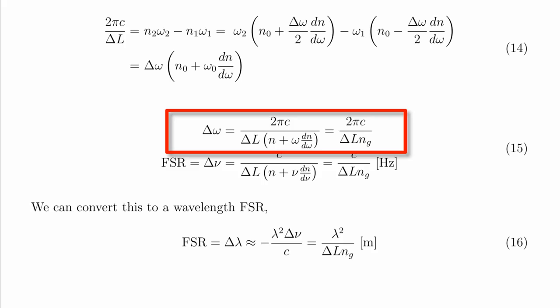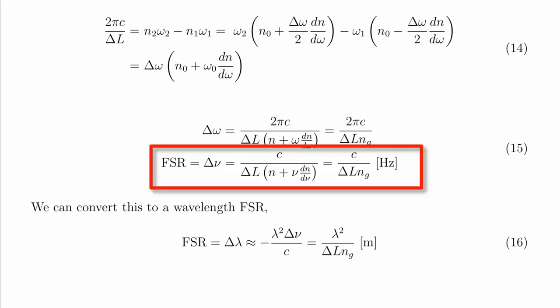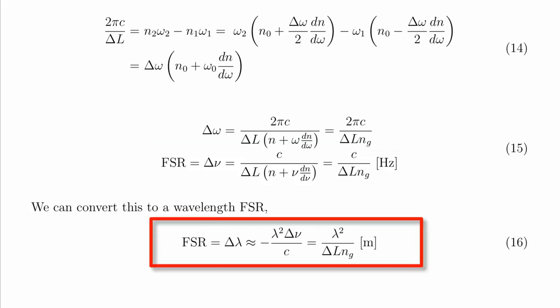This expression is in terms of radians per second. We convert this to frequency, and the FSR is c divided by delta L times ng. We can convert this to wavelength and find that this expression is the same as we previously found.